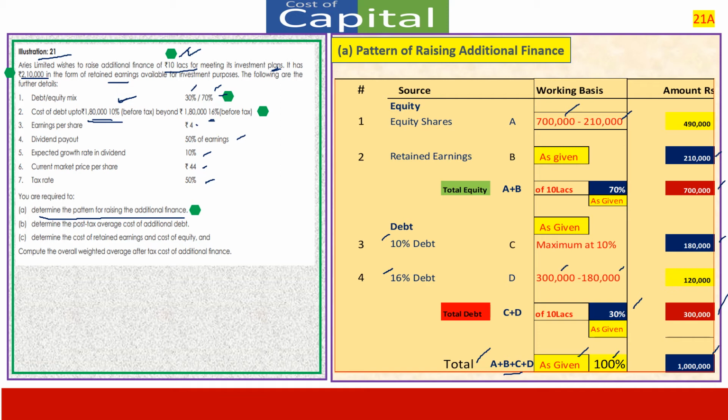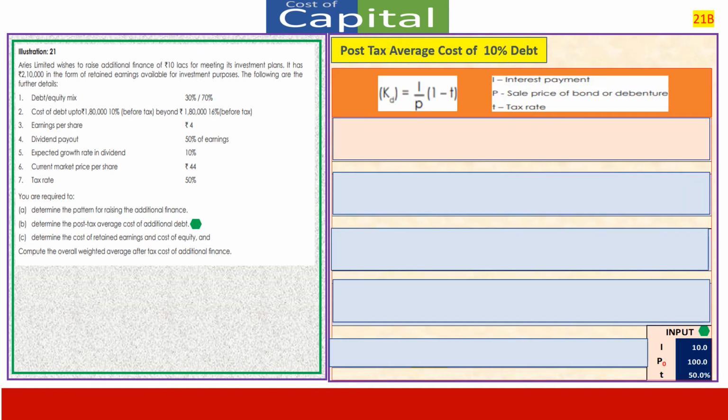Now what is he asking us? Determine the pattern of raising the additional finance for 10 lakhs. 10 lakhs. Total equity, total debt, 10% debt, 16% interest bearing debt, equity shares, retained earnings. Pattern of raising additional finance. The question is answered. Now, second question. Determine the post-tax average cost of additional debt.